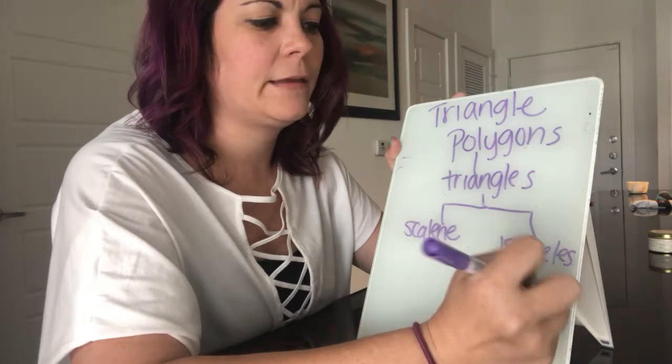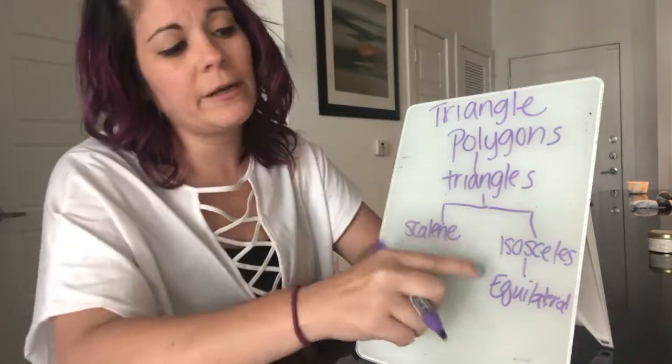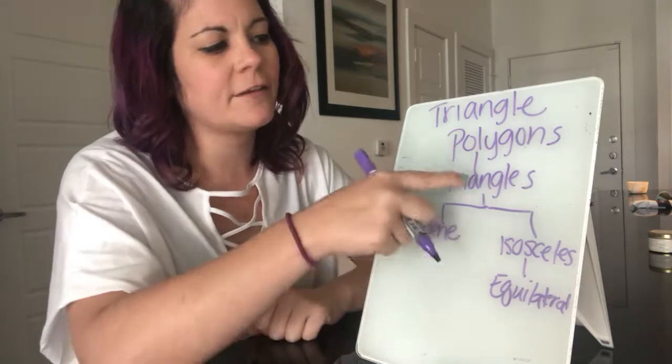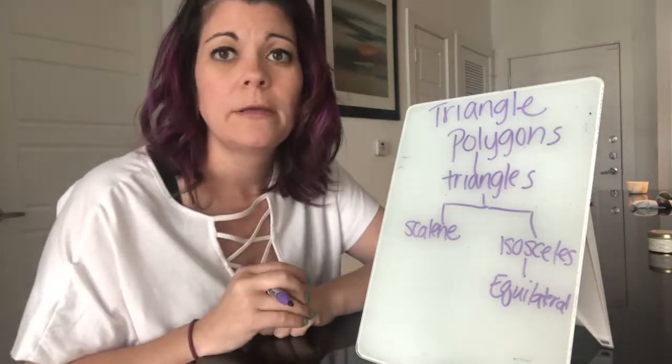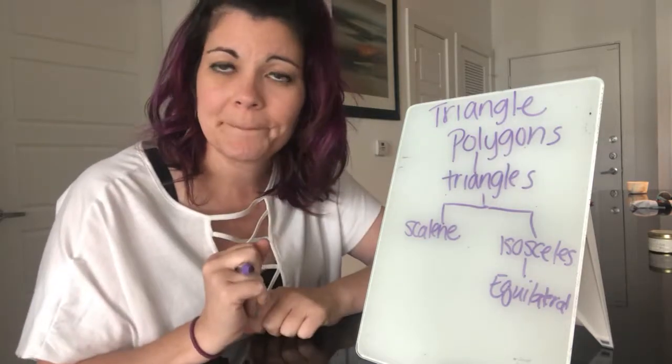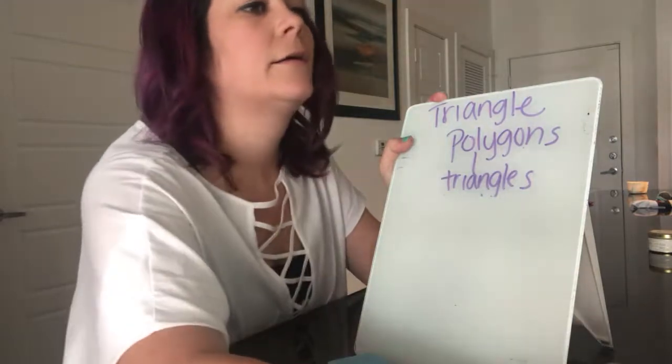That's what I'm saying with at least two sides, because an equilateral triangle is an isosceles. So an equilateral triangle can be called isosceles, triangle, or polygon. But the most specific name for it is equilateral, which means all three sides are the same. Okay?